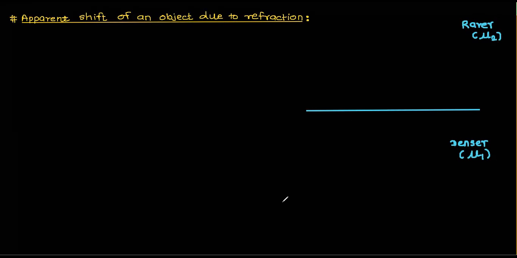Now let's assume that the object is somewhere here. Then the light ray will come here like this, and after refraction it will bend away from the normal. So this light ray will go like this. Okay.